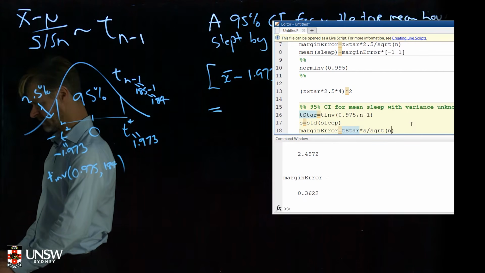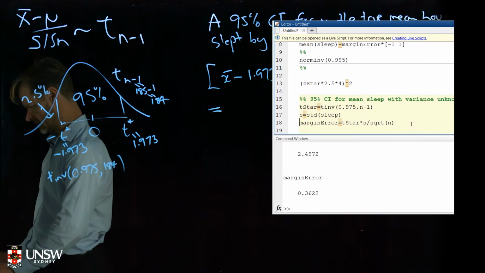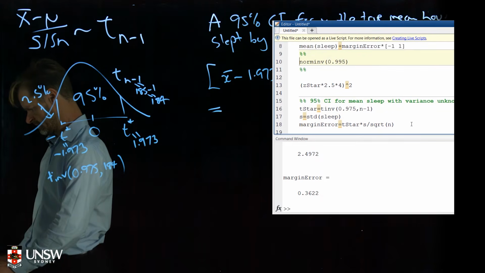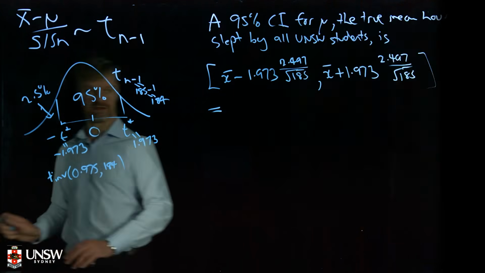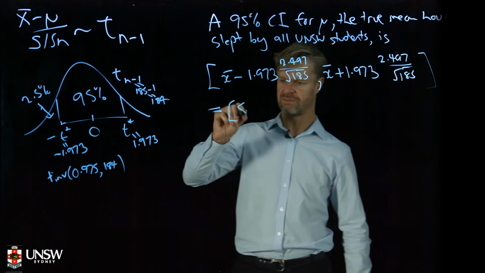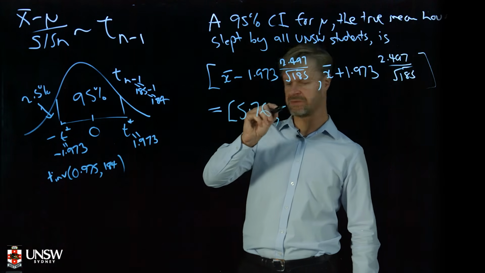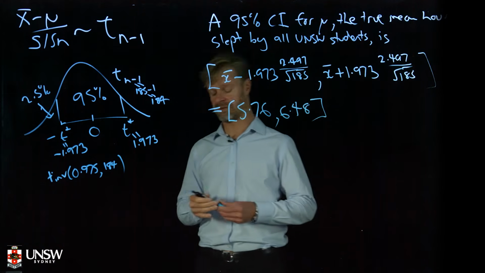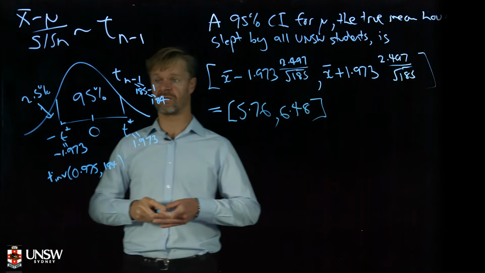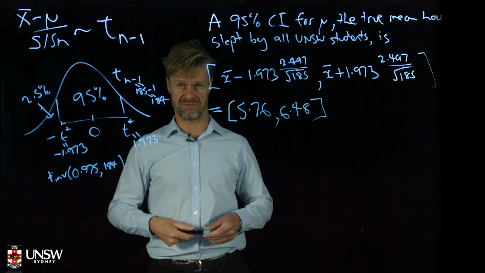So our margin of error is about 0.36. So our confidence interval goes from about 5.76 up to 6.48. It's very similar to what we had before, isn't it? It's very similar because we had a big sample size. So replacing Z with T didn't make much difference.